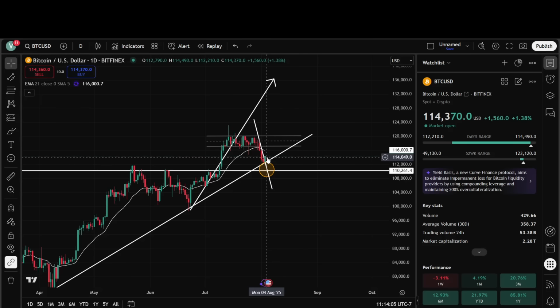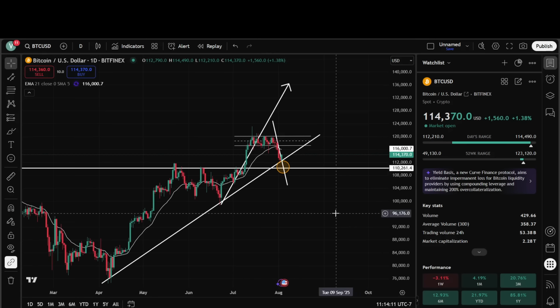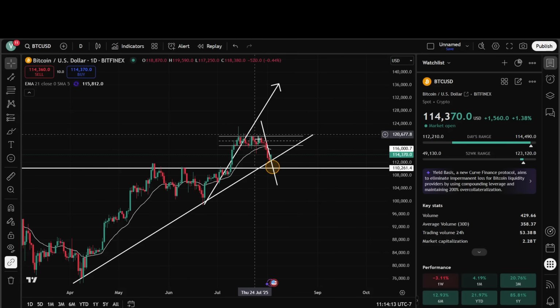I mean, when Bitcoin drops, it's just a benefit. If you don't have enough, it's just a benefit to you. So it's just a joke that it is dropping down.